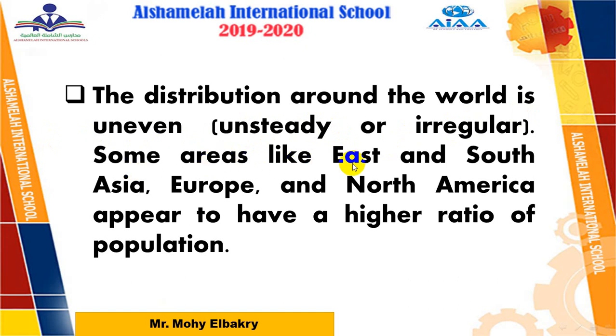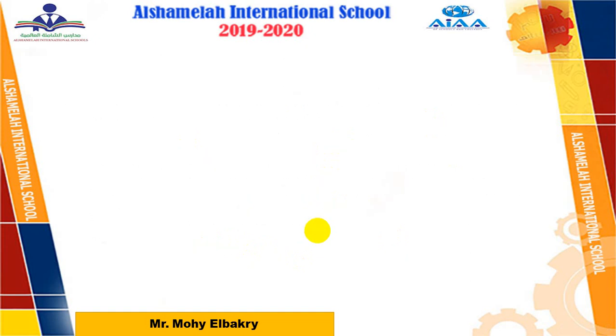Some areas like East Asia or South Asia, or Europe and North America appear to have a higher ratio of population. So these places have a lot of people living there. The density is high. So in this slide, I want to tell you that not all the countries have the same number of population in each country.